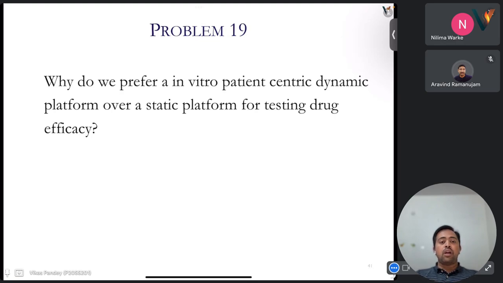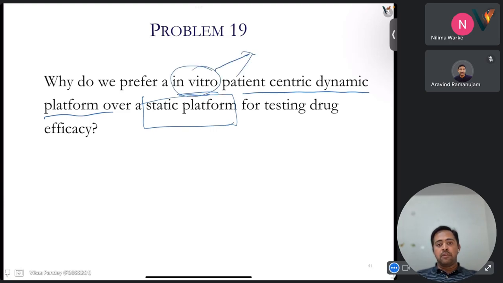Now, why do we prefer an in vitro patient-centric dynamic platform over a static platform? We have some static platforms for testing drug efficacy, and in vitro means it is outside the patient's body, but a dynamic platform. What can be the reason for this? Why is a dynamic platform preferred over a static platform for testing drug efficacy?